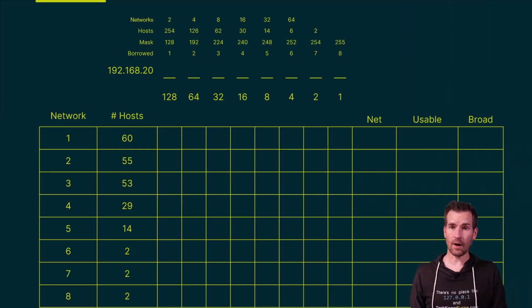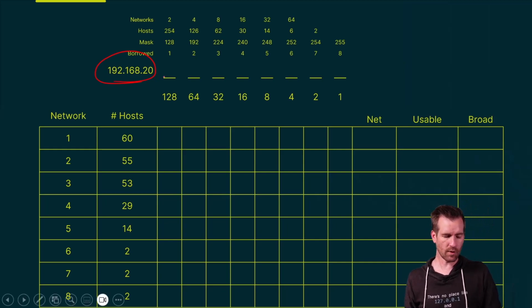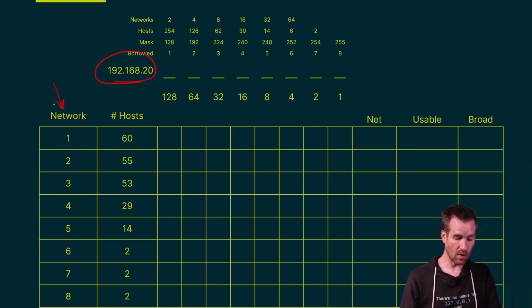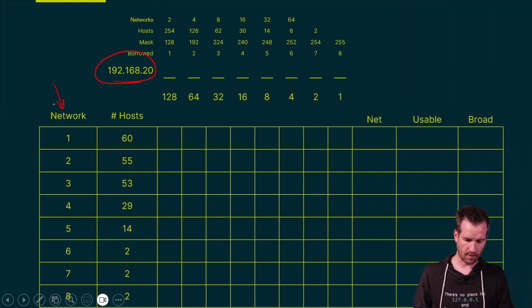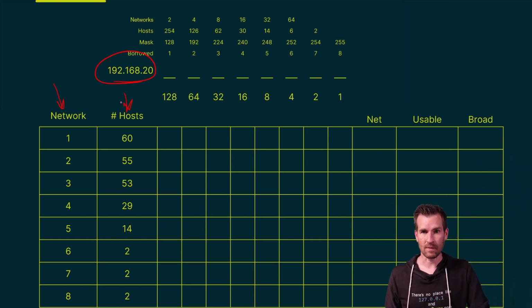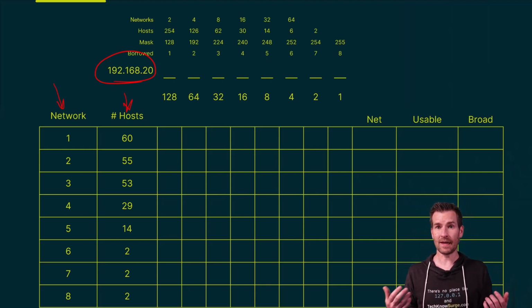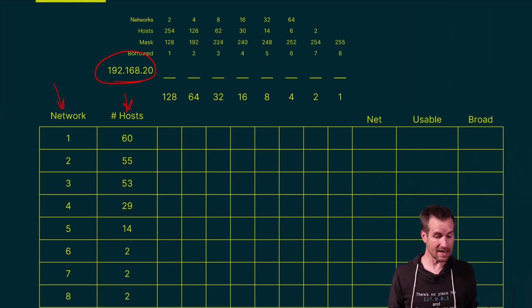Here's the example that we're going to use. It's still a 192.168.20 network, but it's broken down into 8 different networks here. It also has a lot of different hosts per each one. If we were just to do standard subnetting with this, we wouldn't be able to make it all work because of the differing needs here.